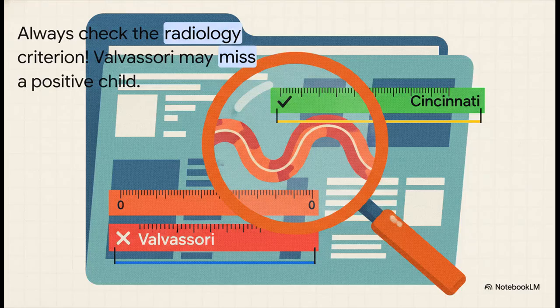So here is the crucial takeaway. Always check which criterion your radiologist actually used. If you get a report back saying no EVA based solely on that older 1.5 millimeter Valvasori threshold, that report could completely miss a Cincinnati positive child whose aqueduct measures, let's say, 1.2 millimeters. If your clinical suspicion is high, especially based on that triad we just talked about, you need to push back. Urge the radiologist to provide explicit measurements and actively apply the Cincinnati criteria.